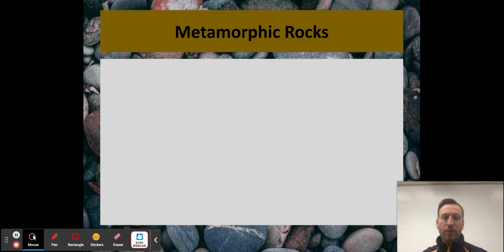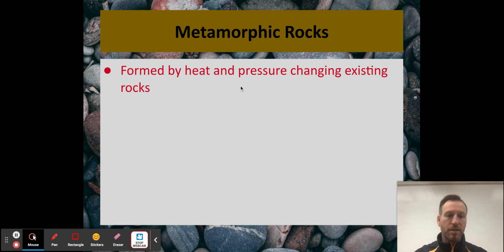All right. Metamorphic rocks is your new subheading. So if you don't have that in, please put that in. And metamorphic rocks are formed by heat and pressure changing existing rocks.